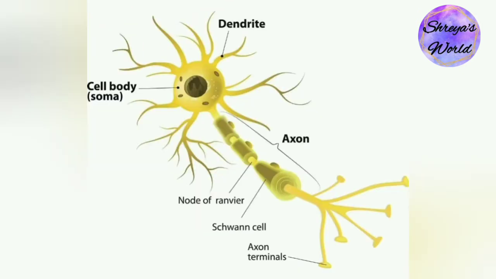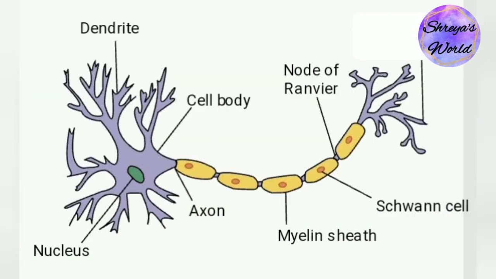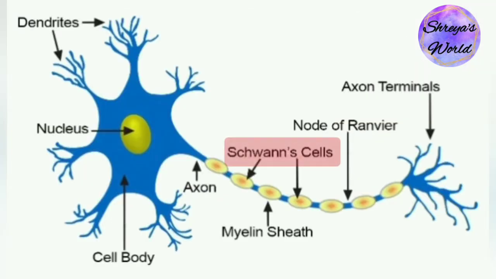Now let's talk about the cell body. Each neuron has a cell body with a nucleus, Golgi body, endoplasmic reticulum, mitochondria, and other components. Now let's talk about the axon. Axon is a tube-like structure that carries electrical impulse from the cell body to the axon terminals that passes the impulse to another neuron.